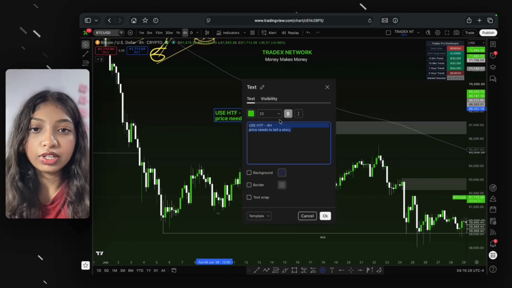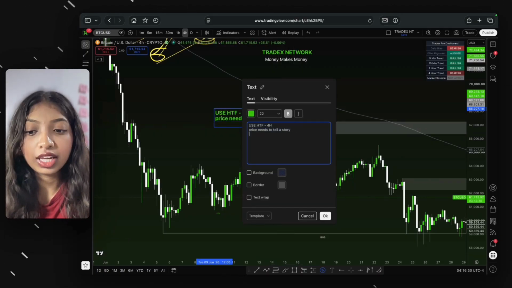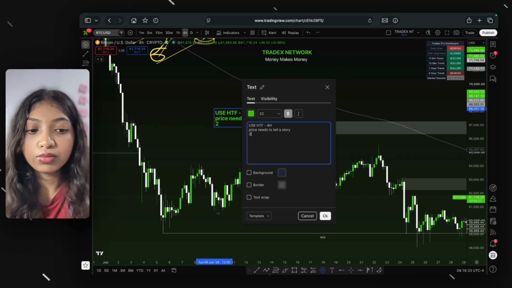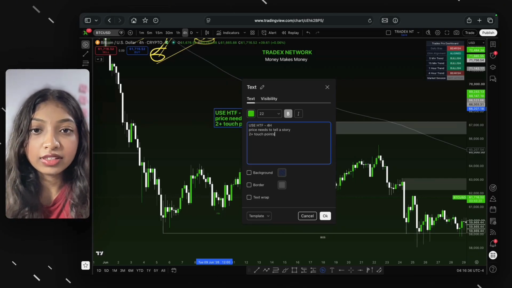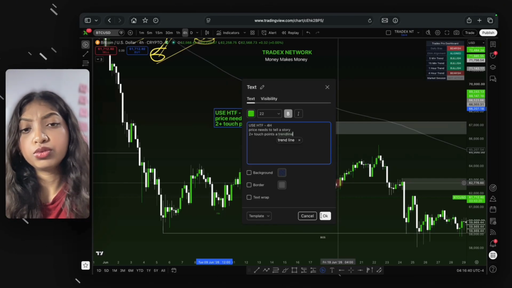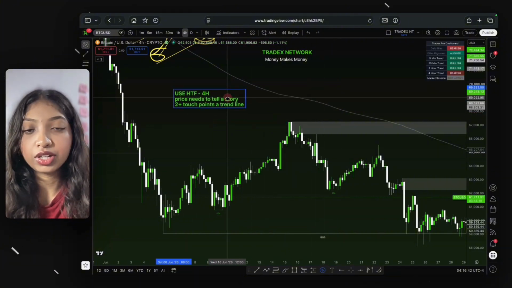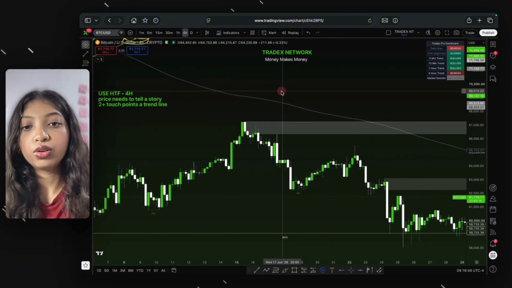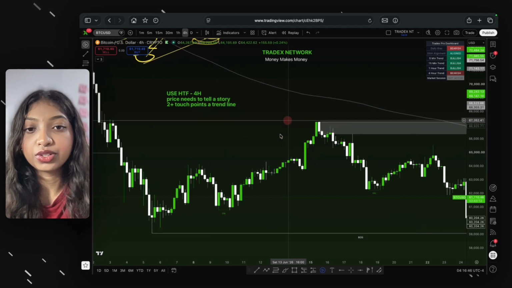Next up, what we need to be looking at is that price needs to give more than 2 touch points. More than 2 touch points means a trend line. If you have more than 2 touch points, you can draw a valid trend line. The more touch points, the better. So let me show you how you can draw an accurate trend line here.